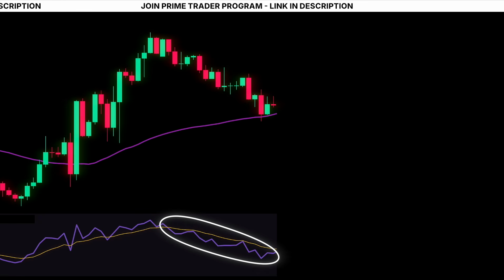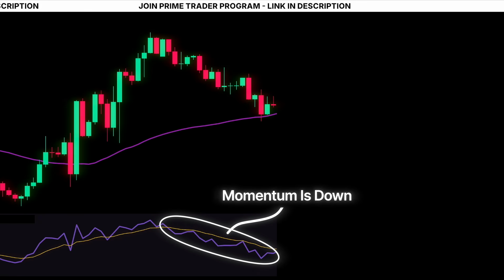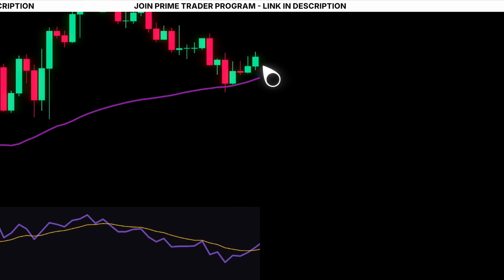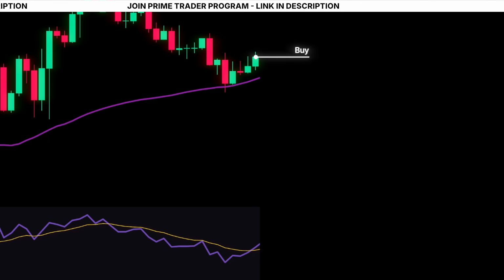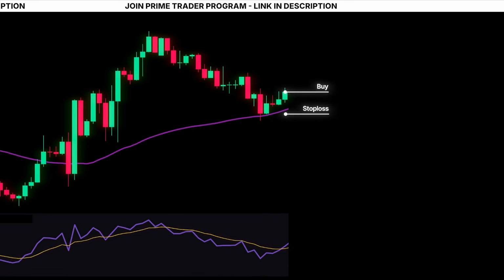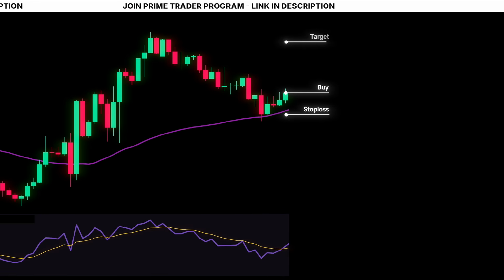Since the RSI is below the moving average, the momentum is still considered to be bearish. On this candle, the RSI crosses above its moving average and we enter a buy trade here. We keep our stop loss below the moving average and target a 2:1 risk-reward ratio.